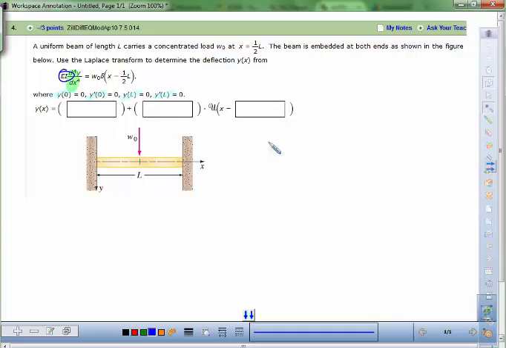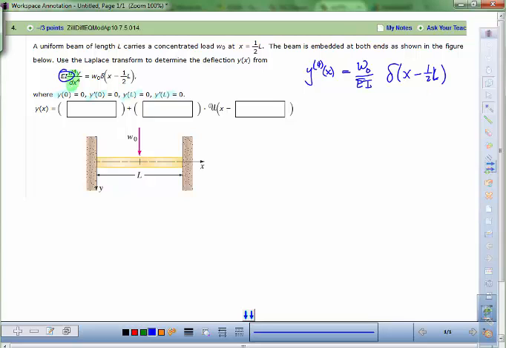So let's start off with our problem. Let's see if we can start here. So this is the fourth derivative of y as a function of x is equal to w sub 0 divided by EI. And then we just have the delta function. And L is a constant, so the 1/2 L is constant.